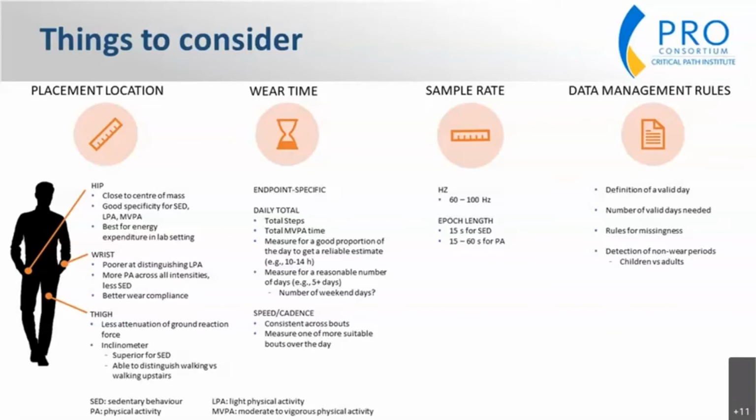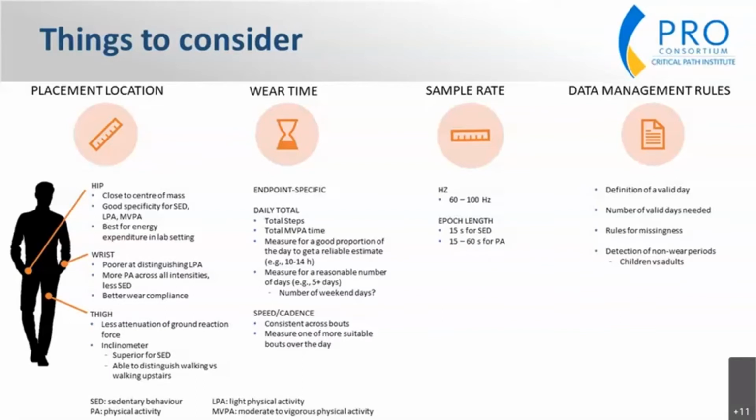result, it's good at estimating things like energy expenditure. We also know it's good at distinguishing different levels of activity, like when a patient's inactive or doing light, moderate, and vigorous physical activity. The wrist, on the other hand, tends to overestimate physical activity because you've got extraneous movements to deal with. And it's poorer at distinguishing light physical activity from other types of activity. However, we know as well that the wrist is associated with much better wear compliance.